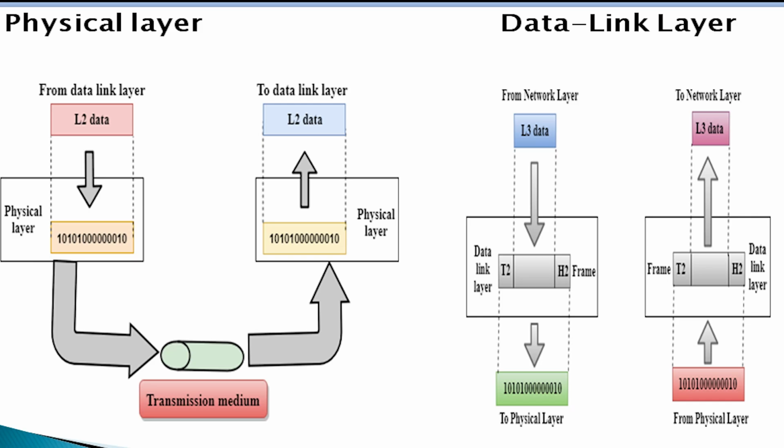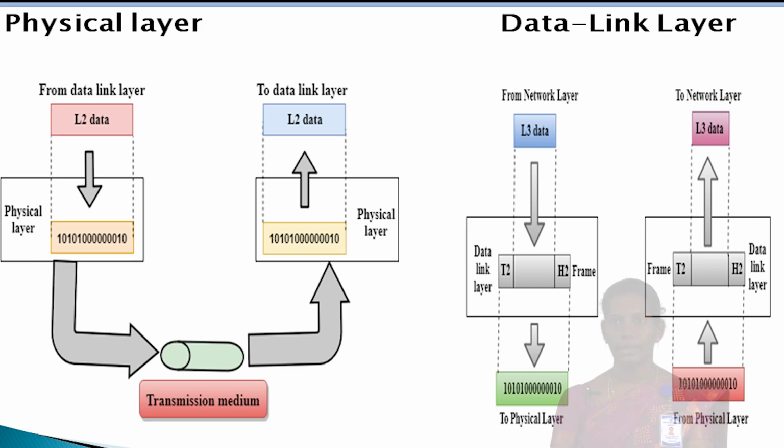Functions of the physical layer. Line configuration. It defines the way how 2 or more devices can be connected physically. Data transmission. It defines the transmission mode, whether it is simplex, half duplex, or full duplex mode between the 2 devices on the network. Topology. It defines the way how network devices are arranged. Signals. It determines the type of signal used for transmitting the information.